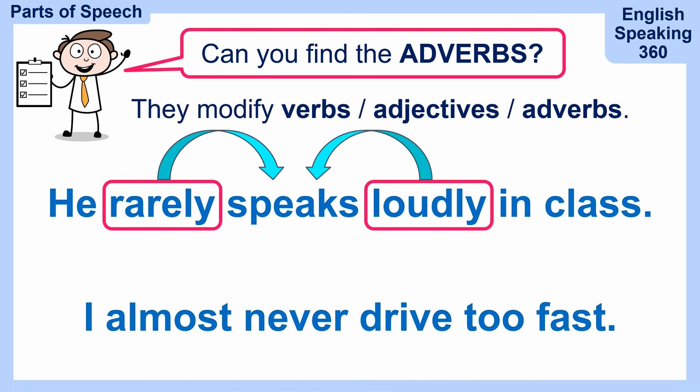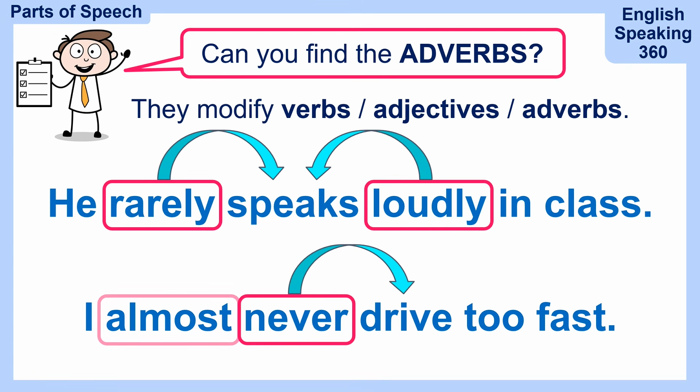Here's another example. I almost never drive too fast. Can you find the adverbs? The first one is never. I never drive. But watch out here, there's another one. Almost. Almost here modifies never. It modifies the adverb never. Almost never. It's not never. It's almost never.